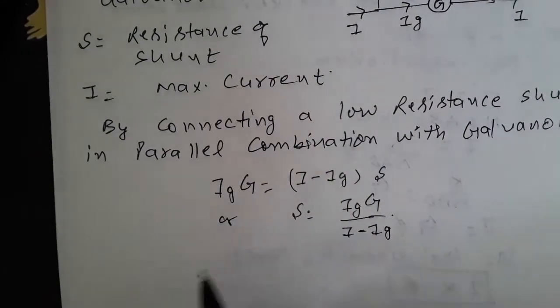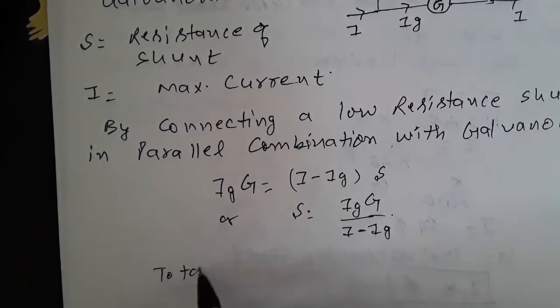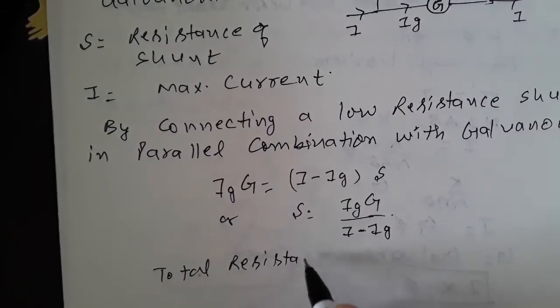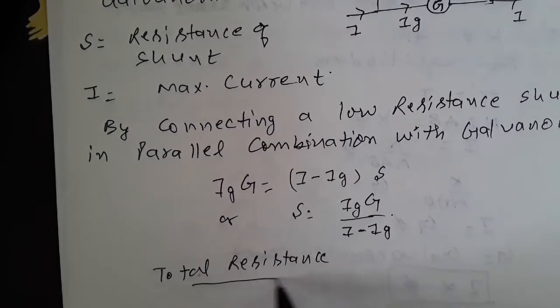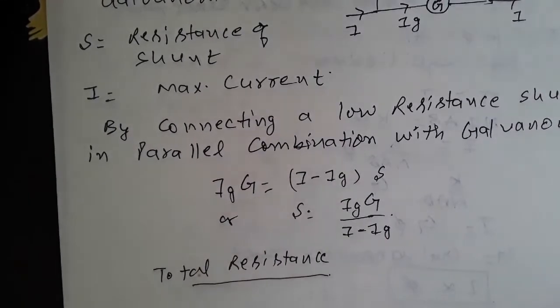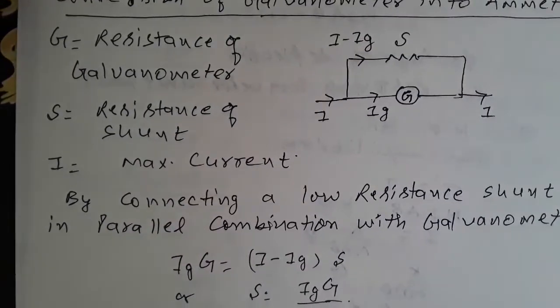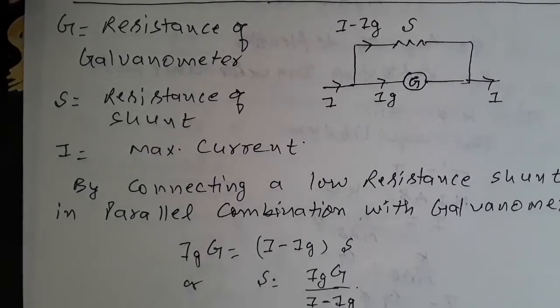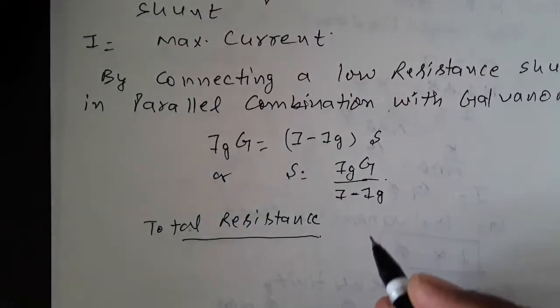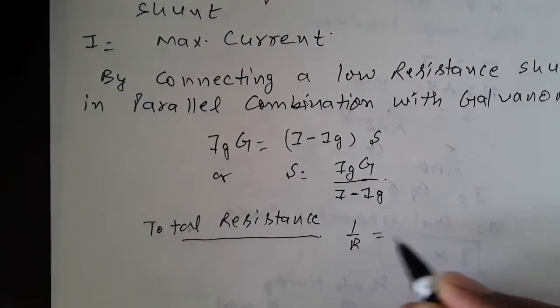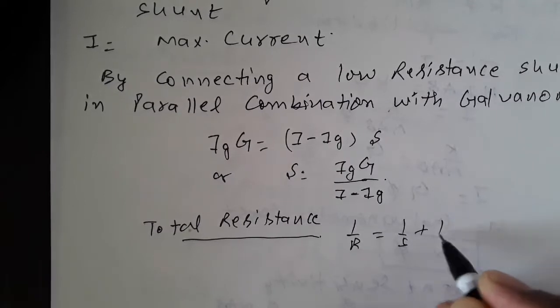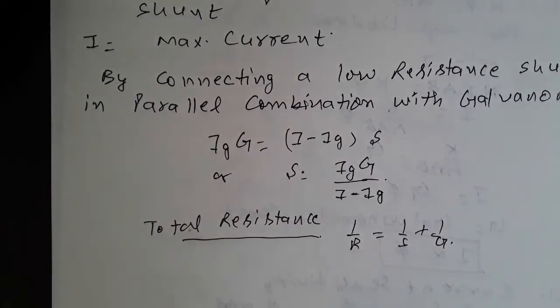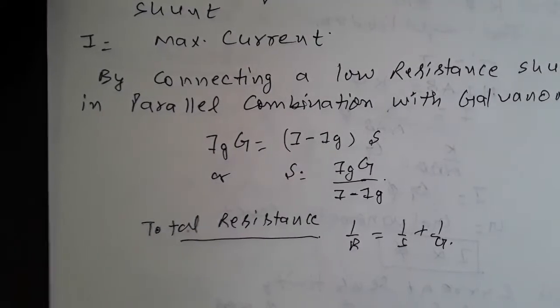Now, if we have to find the total resistance, then according to the diagram, the shunt and the galvanometer are connected in parallel combination. So the total resistance is given by 1 upon R is equal to 1 by S plus 1 by G. By putting the values of S and G, we can calculate the total resistance.